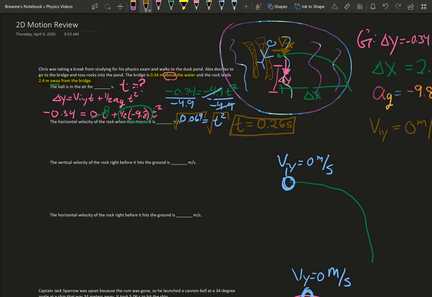So let's go to the next question. The horizontal velocity. So we're looking for the horizontal velocity of the rock when it's tossed. So we are looking for our Vx. Because remember, think about the graph. X is in the horizontal, y is in the vertical. So we're looking for our Vx.